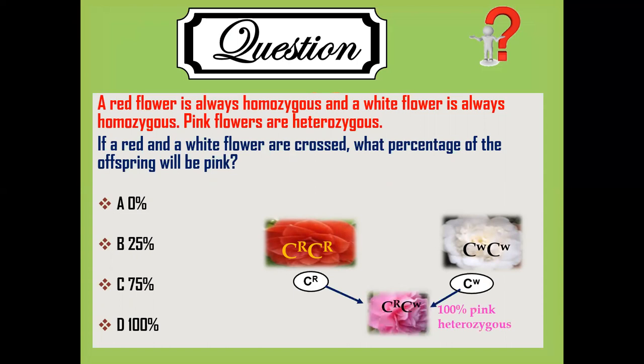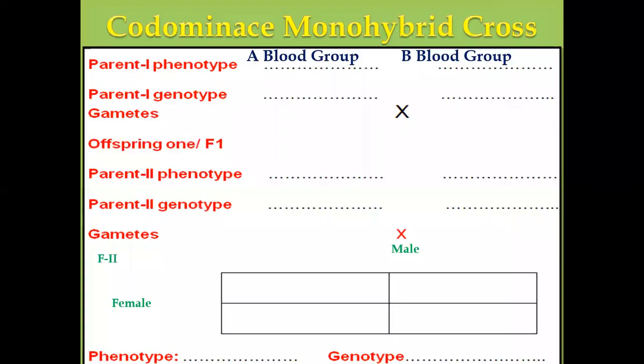The 100% F1 generation is heterozygous because the parents are true breeding varieties. So in this way, the answer will be D, 100%. So the pink variety will be heterozygous. We're going to look at codominance in a monohybrid cross with the example of the blood group.